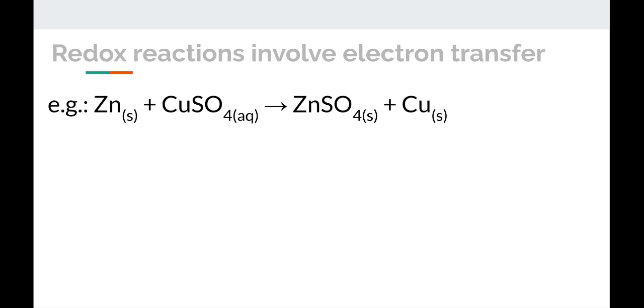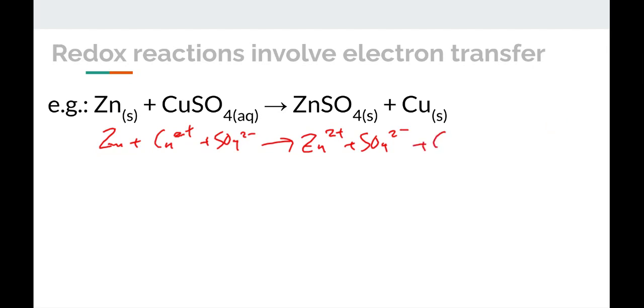Let's split this up into an ionic equation and then make it into a net ionic equation. Zinc we can't split up. Aqueous copper 2 sulfate, we can make copper 2+ and SO4 2 minus. Same thing with zinc sulfate. And copper is just a metal. Sulfate's a spectator here. So this boils down to zinc and copper 2+ becomes zinc 2+ and metallic copper.